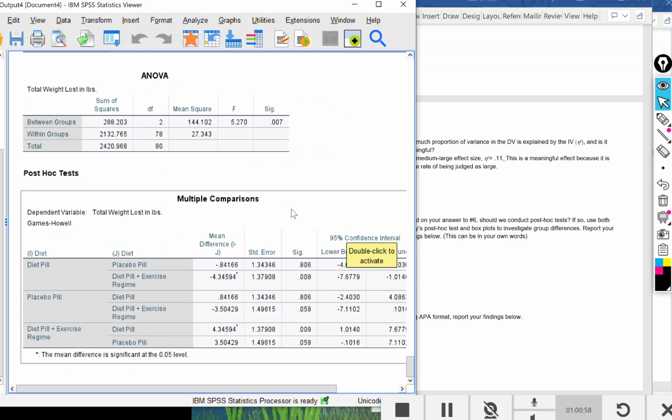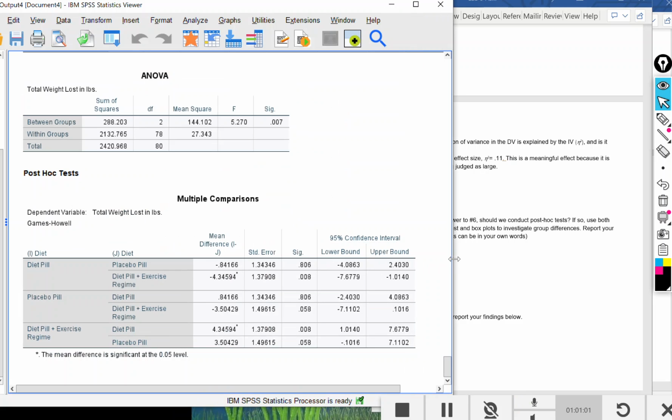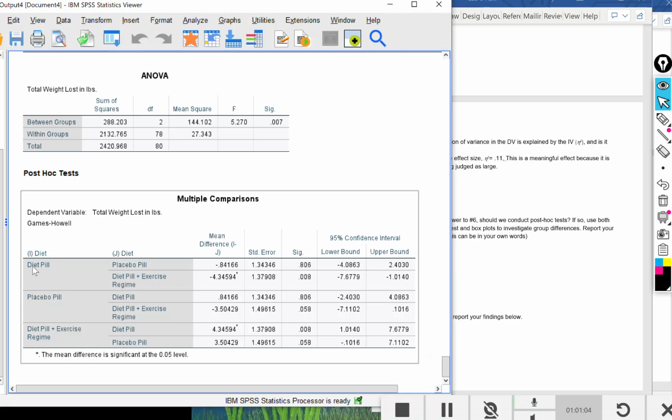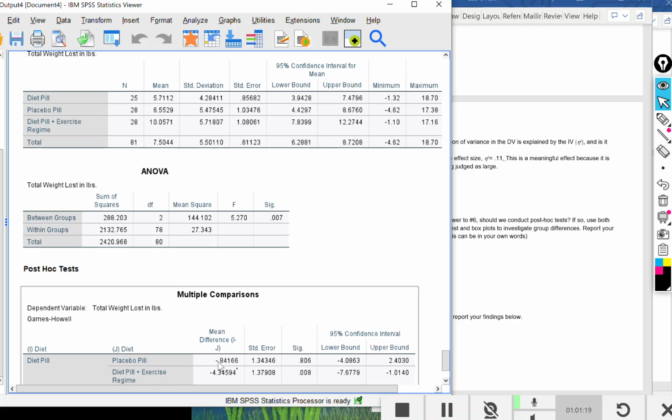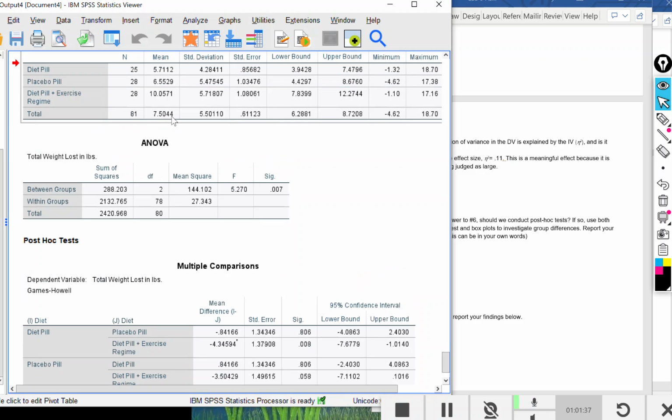What is different here is the post hoc test. What do we have here? So what we see here is diet pill is being compared to placebo pill, and we have a mean difference. If I was to subtract 5 minus this one, I believe, oh, no, sorry, yeah, it's this one right here, 5 minus 6.5, because it's diet pill minus the placebo pill right here. And what we see here is 0.84116.